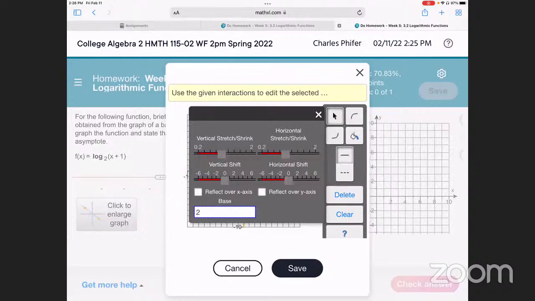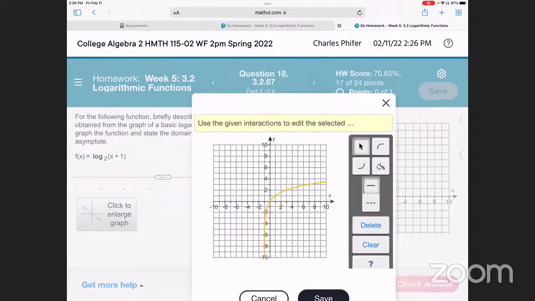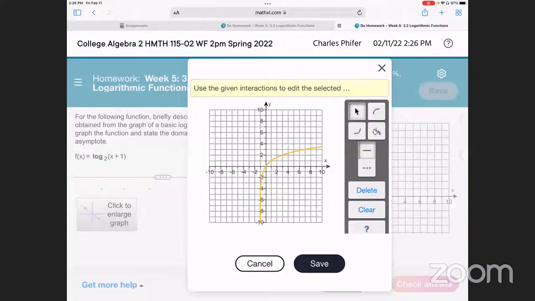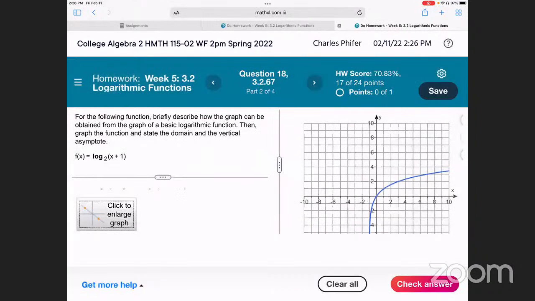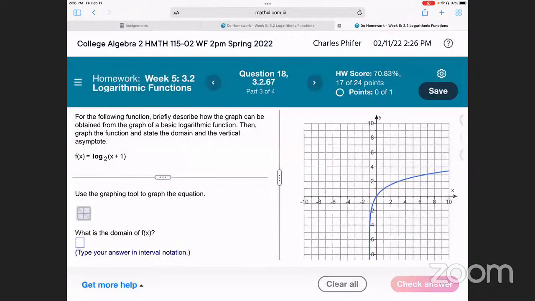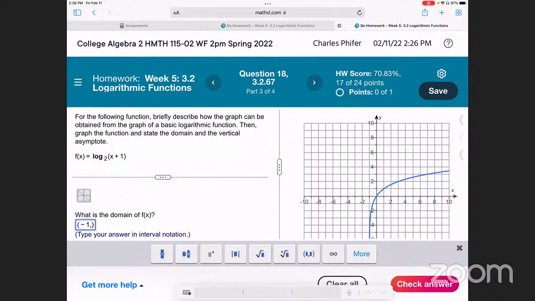So I'm clicking anywhere, but the base is already 2, and we're moving it horizontally left by 1 right here. Left by 1, this looks good. Let's hit save. I'm going to check. Then it says what's the domain. Again, for log, normally the domain runs from 0 to infinity. So we went left by 1. Now it's running from -1 to infinity.